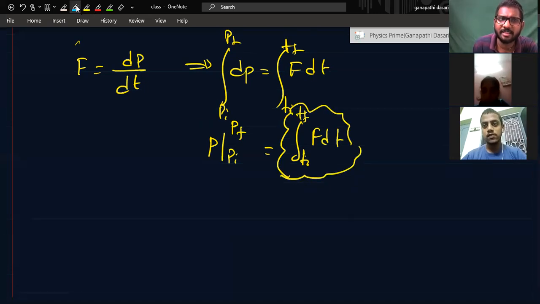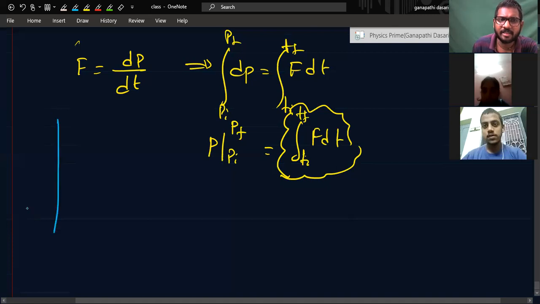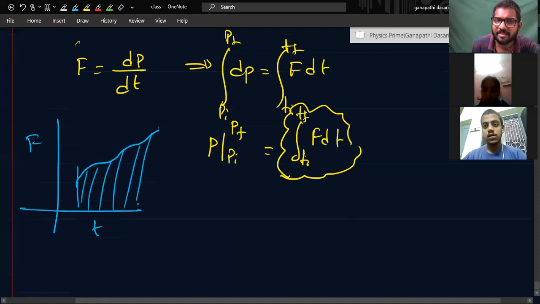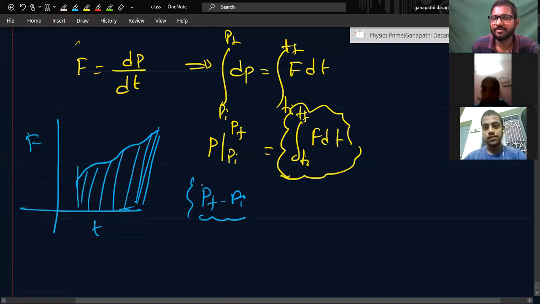If the function is not given, a graph is given. What is the integral of F dt? It is the area under the curve of the F-t graph, isn't it? What will we get if we know the area under the curve of the F-t graph? We will get p final minus p initial, the change in momentum. You got it?